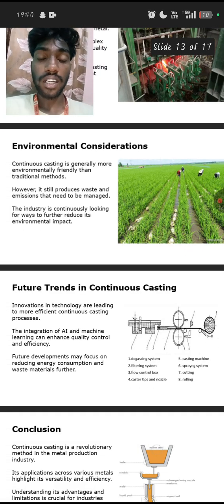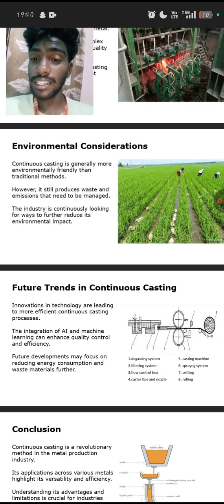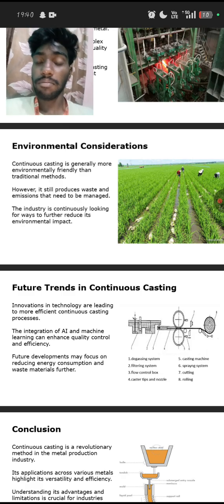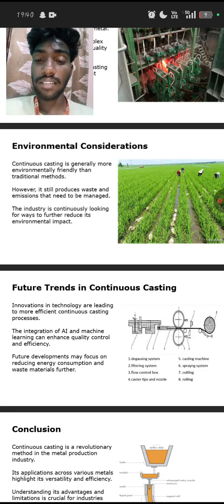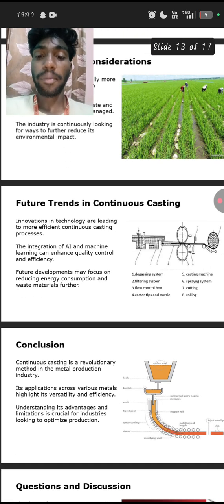Environmental considerations. Continuous casting is generally more environmentally friendly than traditional methods. However, it still produces waste and emissions that need to be managed. The industry is continuously looking for ways to further reduce its environmental impact.